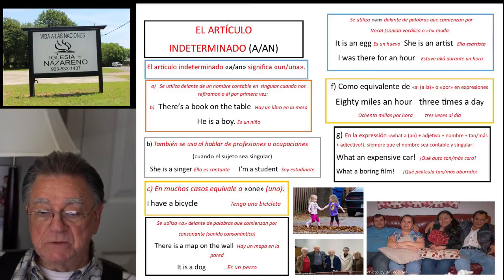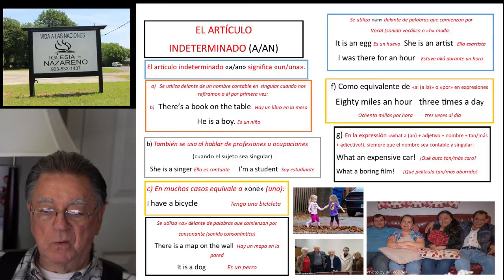En la expresión what, a/an plus adjetivo y nombre, más tan más adjetivo, siempre que el nombre sea contable y singular. Okay, examples. What an expensive car. Qué auto tan más caro. Okay, and another one. What a boring film. An expensive car, a boring film. Qué película tan más aburrida.